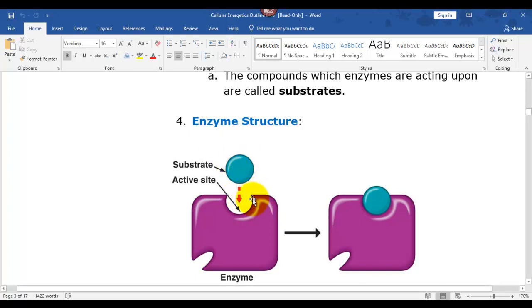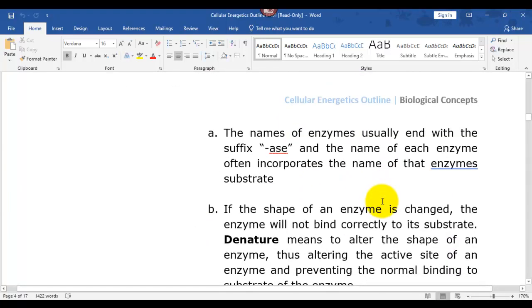So here's a substrate, and you see now it's bound together. This is actually now called the enzyme substrate complex. Enzymes are not really altered during the reaction. Most of the time the changes occur to the substrate or maybe to a part of the cell. And I'd mentioned this: enzymes usually end with the letters ASE. Not all of them do. But the ASE on the end of a word usually refers to some kind of enzyme.